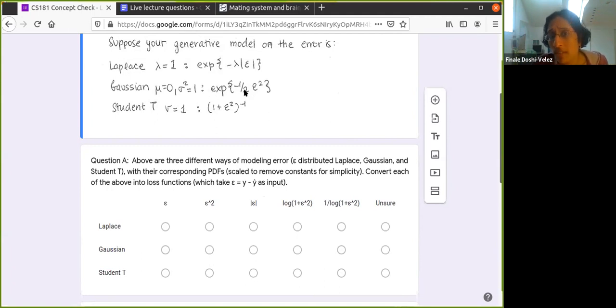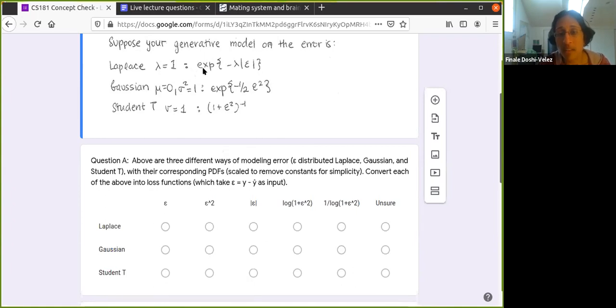So let's start out with the Gaussian because that's familiar. We take the log because we're going to be considering the log likelihoods. And then we flip the sign and we end up with a term that depends on epsilon squared. So that's our solution. For the Laplace, very similar sort of story happens.